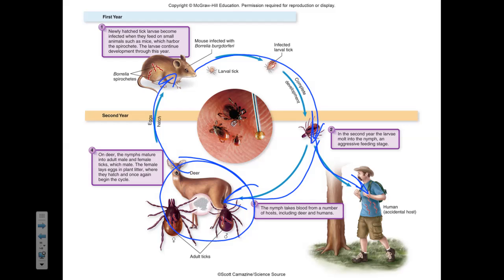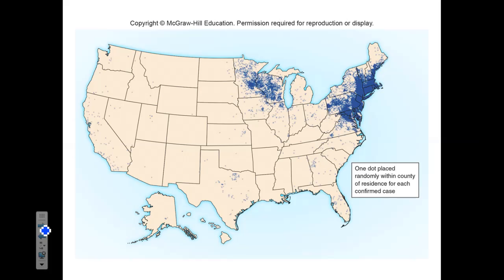Generally speaking, the best way to avoid getting this pathogen is to minimize your exposure to areas that have lots of deer and or mice. If we look at a map showing the distribution of the disease, this disease is found primarily on the East Coast and in Minnesota and Wisconsin within our United States.